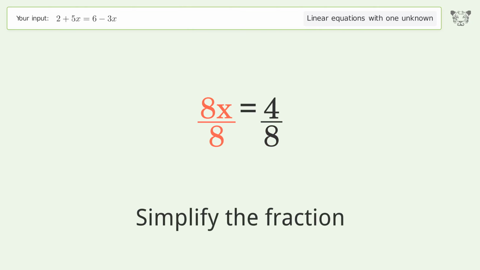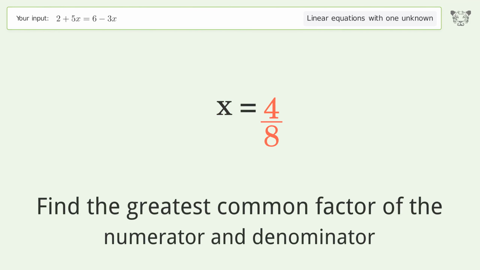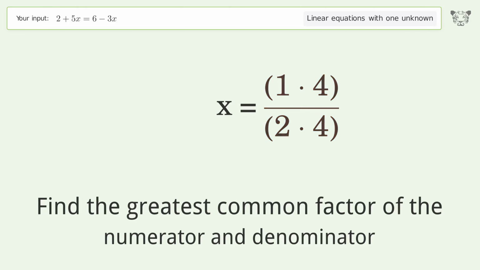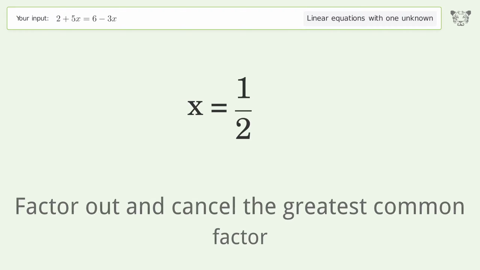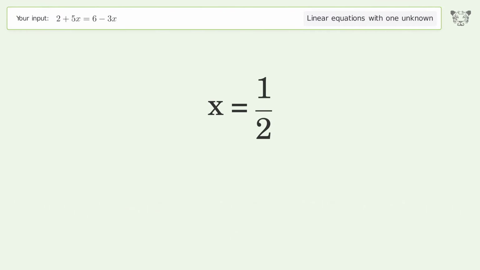Simplify the fraction. Find the greatest common factor of the numerator and denominator. Factor out and cancel the greatest common factor. And so the final result is x equals 1 over 2.